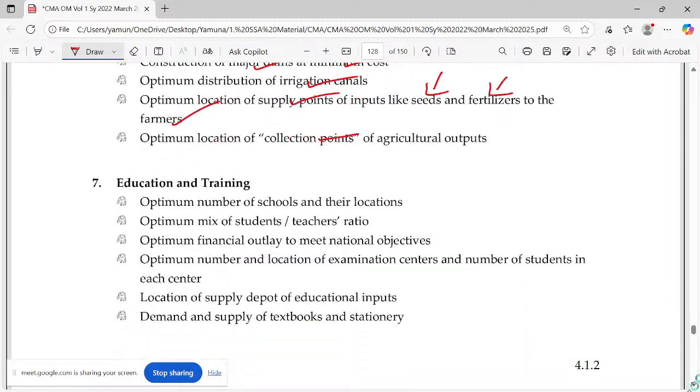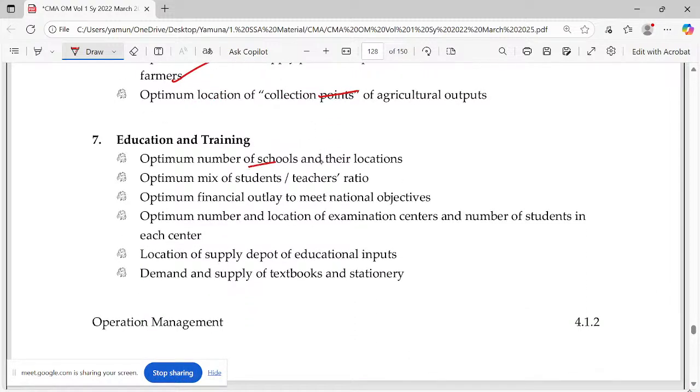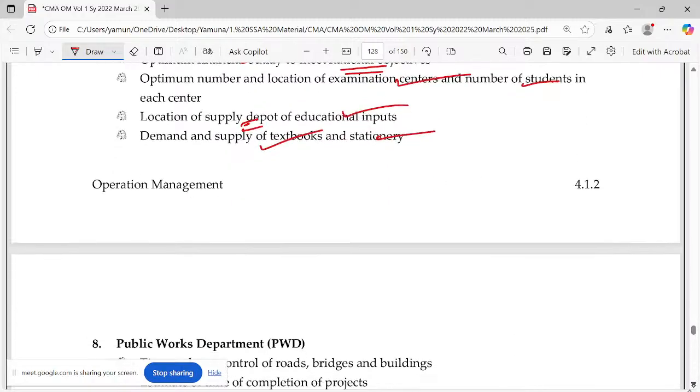Then we'll go for the education and training side. Number of schools and locations, how many, optimum mix of students and teachers ratio, financial outlay, aligning with national objectives, location of exam centers, number of students of each center, how the supply of educational institutes will be made available, and the supply of textbooks and stationery, how it can be made available.